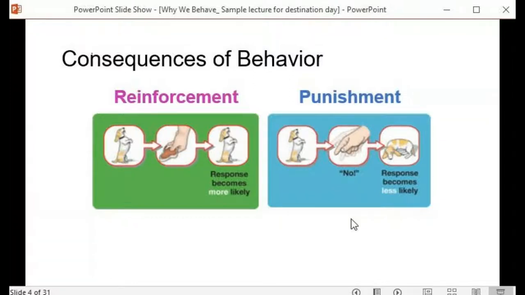I don't know why this little dog is getting punished for having that cute little woof woof pose, but he does this cute little beg. Maybe he's at the table begging for food. He's not supposed to do that. And he's been told no. And so the next time maybe he's at the table, he becomes less likely. So sometimes people get confused and think reinforcement is all things good and punishment is all things bad, but that's not accurate. Reinforcement is anything that makes the behavior more likely to happen, and punishment is anything that makes the behavior less likely to happen.